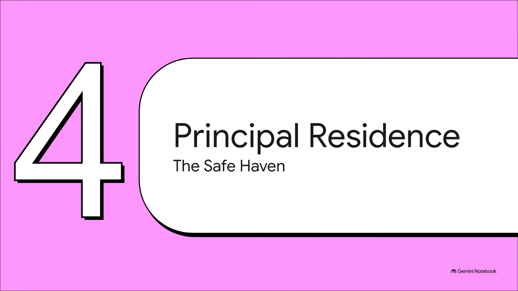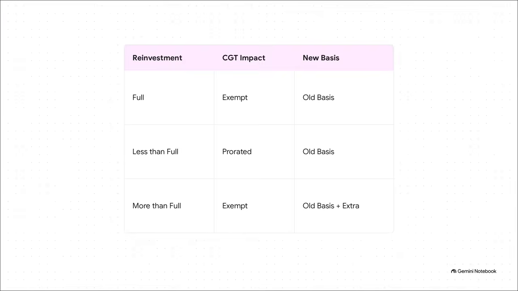Because what if our asset is literally the roof over your head? The government actually doesn't want to punish you just for moving houses. So follow the mathematical logic here to see how you get a safe haven from that 6% CGT. If you fully reinvest the proceeds from your old principal residence into a new one, you shield yourself completely, and your new home just carries over the tax basis of the old one.